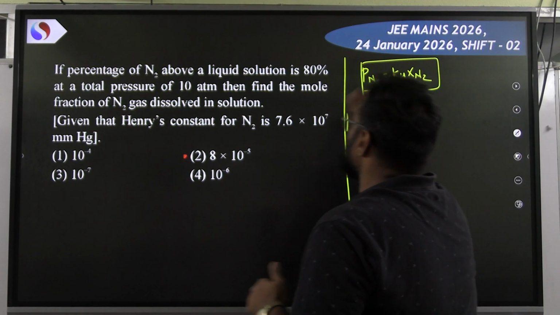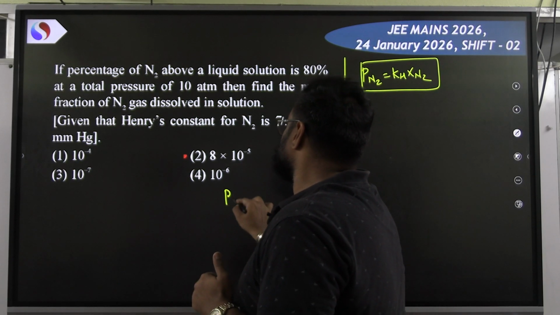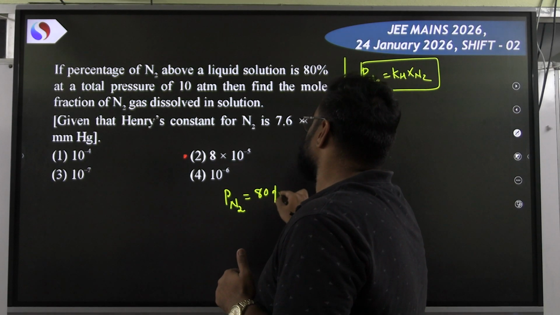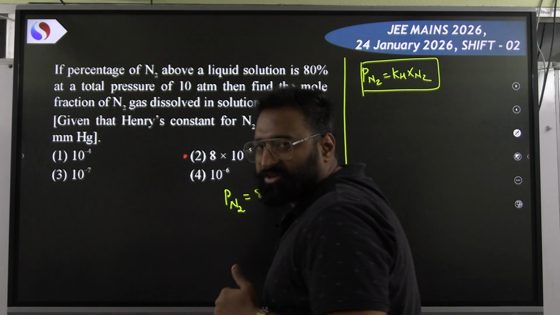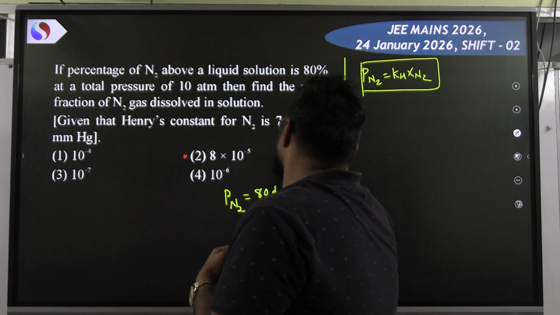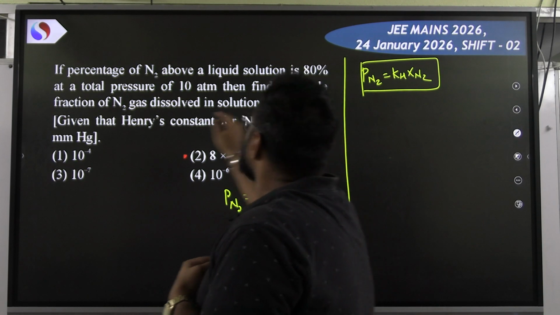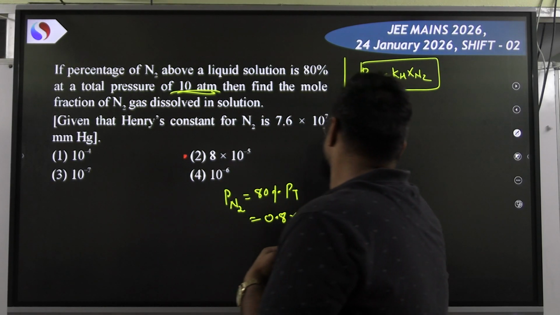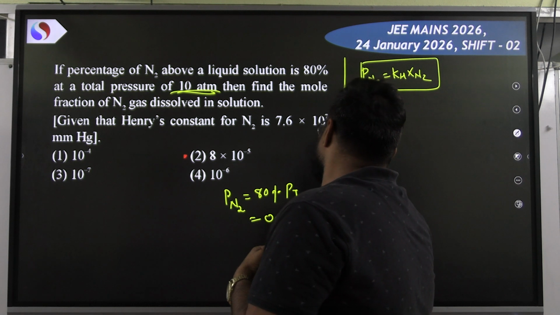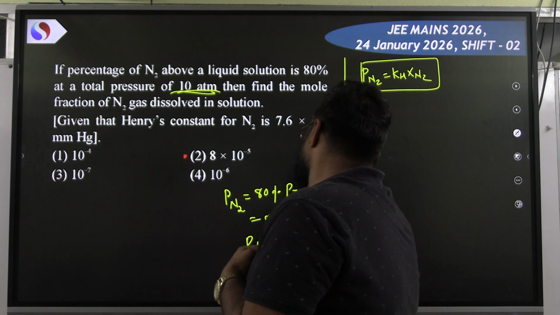This is the formula. Now what is P of N2? It is 80% of P total. The question is saying 80% of P total. That means 0.8 into what is P total? 10 atm. This will be how much? 8 atm. P of N2.